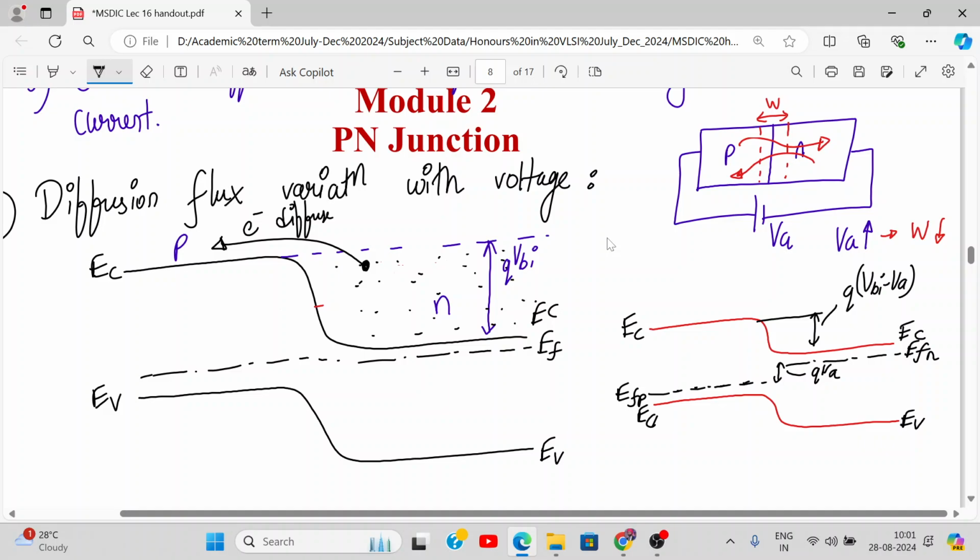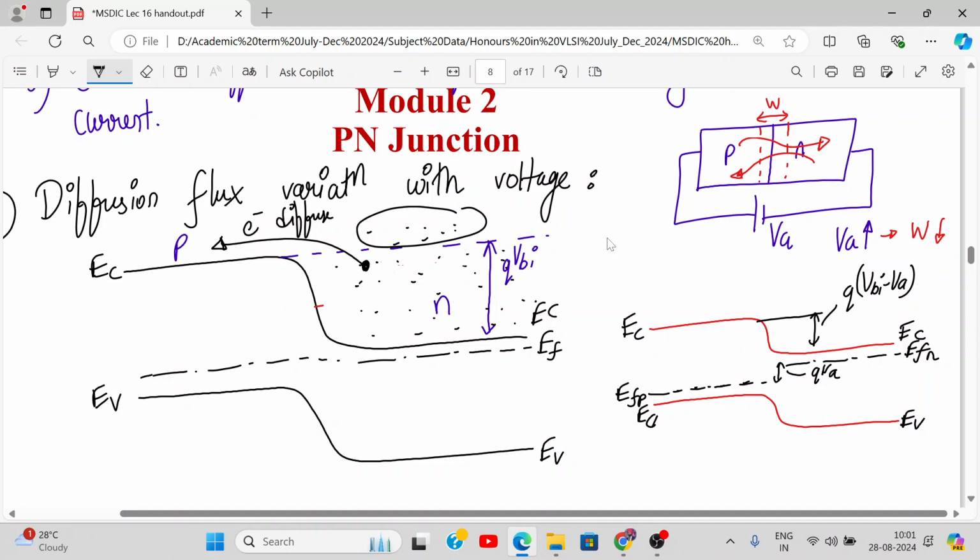Yes. Now the barrier is reduced. So do you get more carriers? Now even the carriers over here are eligible. These carriers are eligible to diffuse, but they are not diffusing because it would take too much energy. So these carriers diffuse from here to here. Now when the barrier has reduced, do you agree that more carriers are eligible to diffuse to the other side? Hence the diffusion flux density increases.